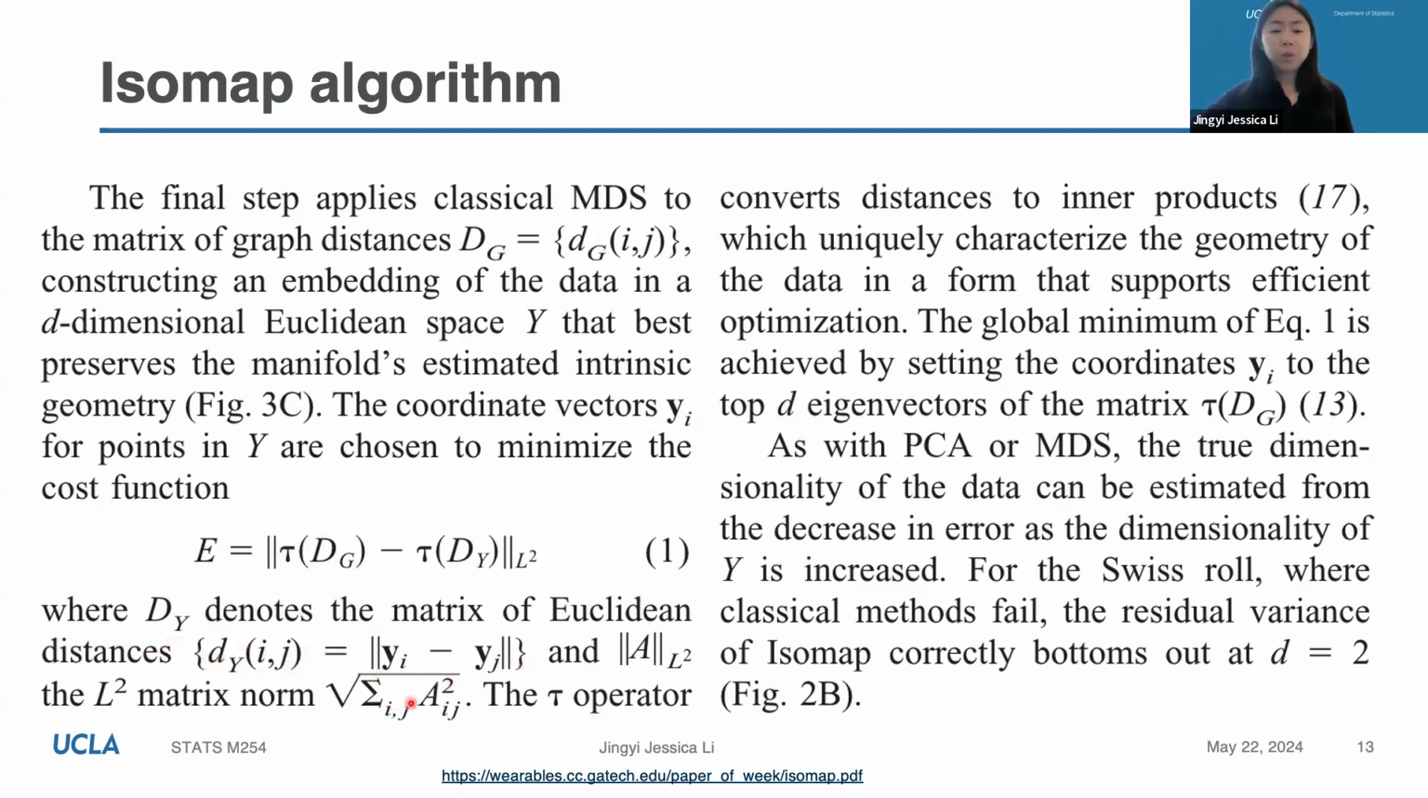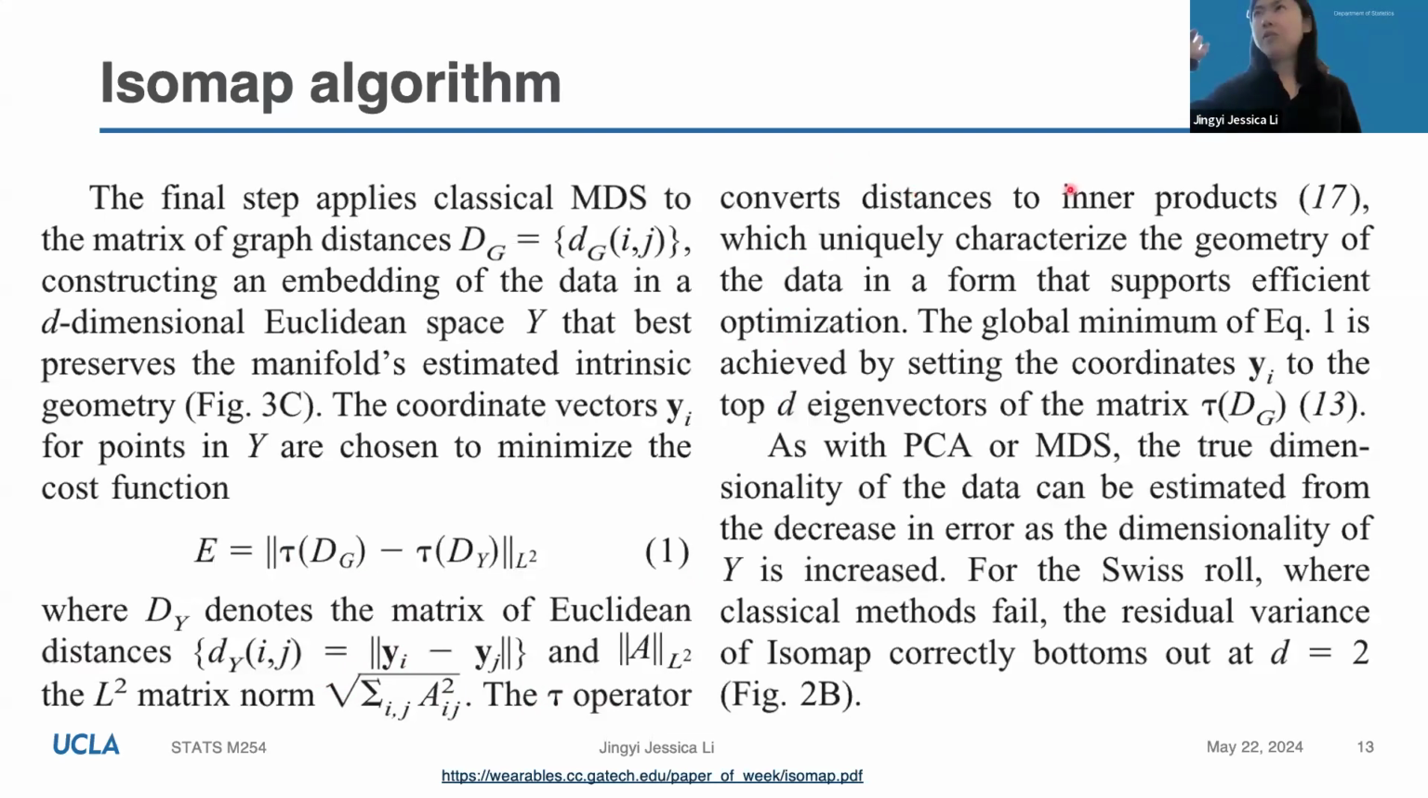Here's just an introduction of what we mean by the distance of two matrices. This is an n by n matrix, and this is another n by n matrix, and we measure their distance. We use the so-called L2 matrix norm, which is very similar to Euclidean distance. We take the entry-wise difference, square them, sum them, and then take the square root. This tau operator converts a distance matrix to inner products.